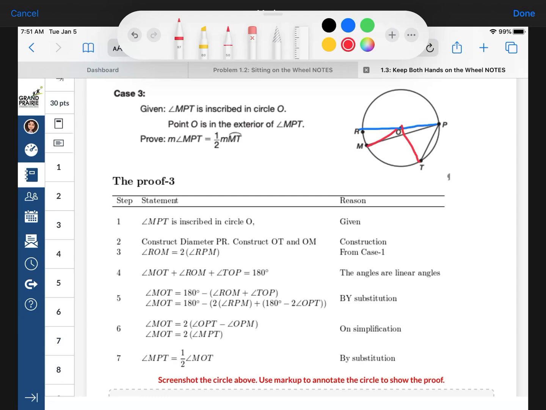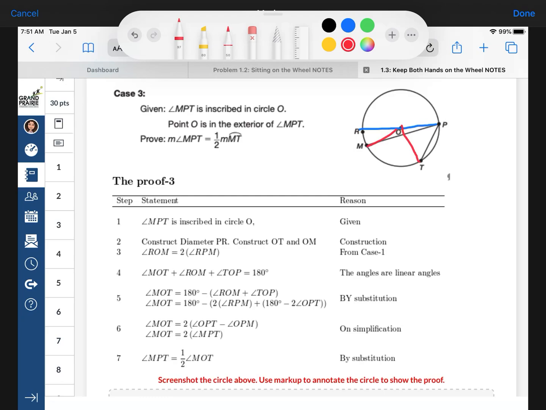And from that information we can also notice that MOT plus ROM plus TOP all add up to 180 degrees because they're all linear angles. So let's say that the diameter RP is a line, and so if we add those angles ROM, MOT, TOP, they would add up to 180 because that's the definition of linear angles. Now let's move on to step 5.